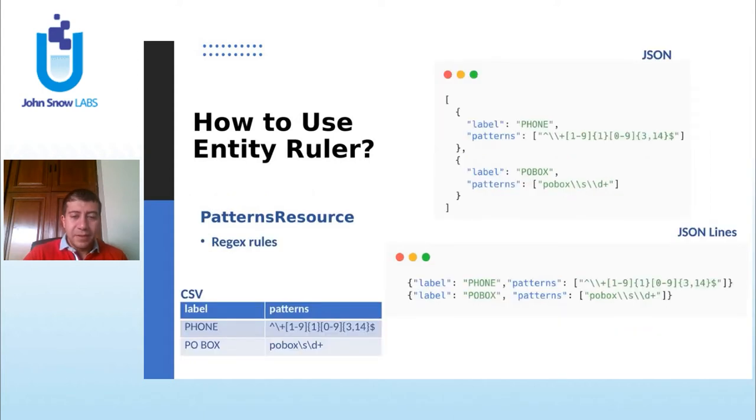So, for example, we define in the patterns resource file regular expression rules to match phones and PO box labels like this. For each one, we just define the regular expression patterns in the field. So instead of using words from the dictionary as in the last example, we just define the regular expressions and set the regular expression parameter to true. Bear in mind that patterns in JSON and JSON lines are arrays, so we could define more patterns that match other options we require. For example, these phone label rules match only United States phones. But if we want to match other countries too, we just need to add another element to the pattern array with the regular expression that matches the required country.